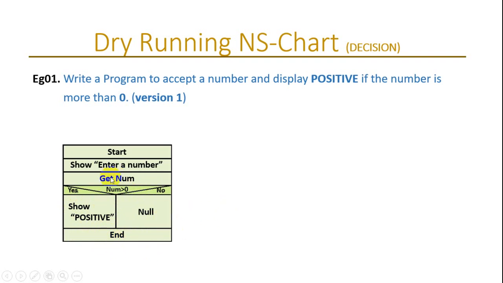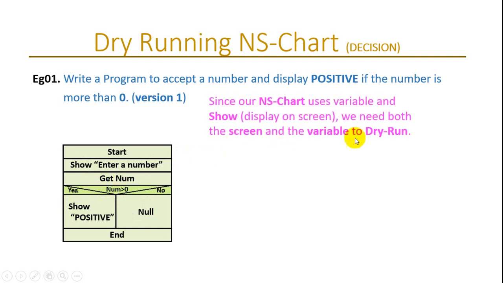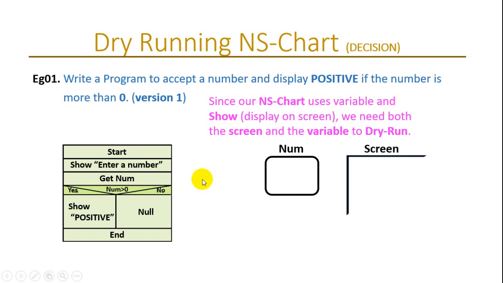Now, if you look at this NS chart, we have show and we have variables also. Num is a variable, right? Here we also use num as a variable. Since show is there and num is there, we need both the screen and the variable. We have only one variable, which is num. So we have the variable and we have a screen to display. So let's start the dry run.